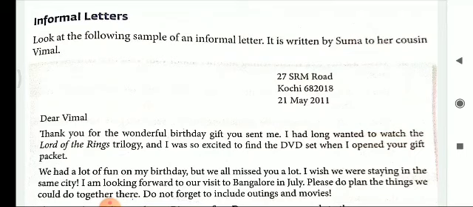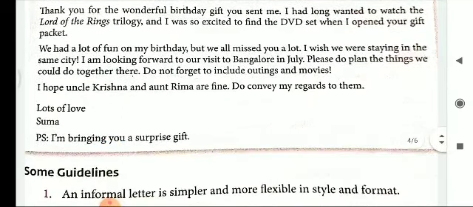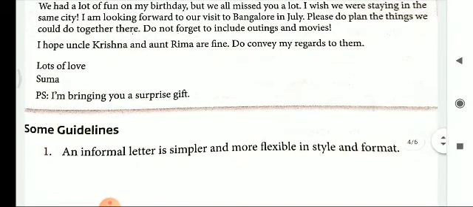Today, I am sharing a format of informal letter. So here is a sample of informal letter. It is written by Suma to her cousin Vimal. So here on the top right hand side corner, we need to write the address, then the person whom we are writing the letter to with a proper salutation. Then comes the content and the end. So here are the guidelines.